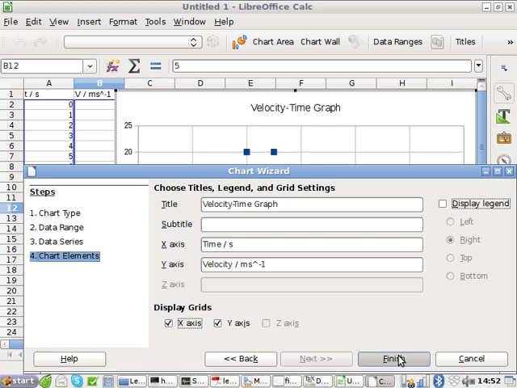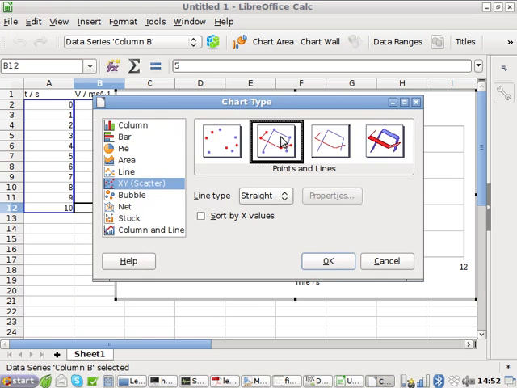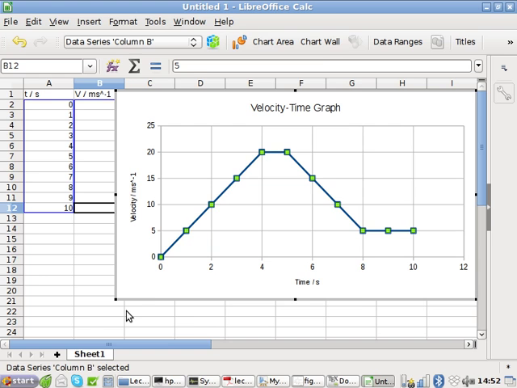Now I need my line to connect. Ah, rats, I didn't put in the chart type. Can I change it now? And then here we go. Much better. Right, so that's what the graph looks like. Nice, yeah? So the questions are, what's the distance, acceleration, and deceleration?